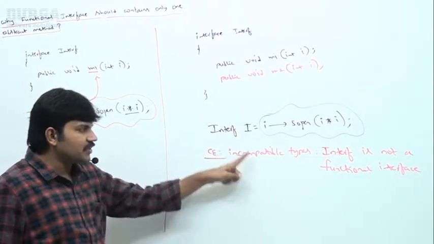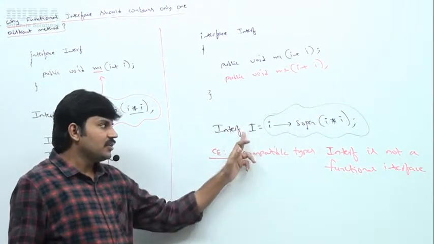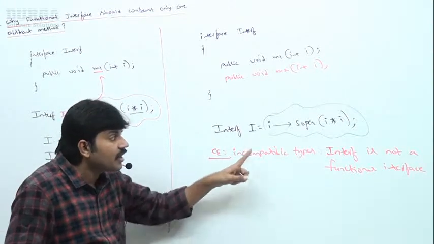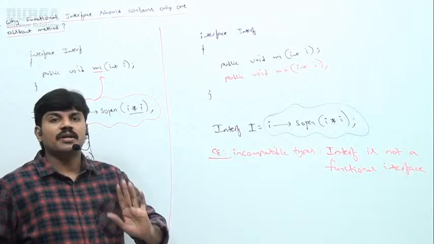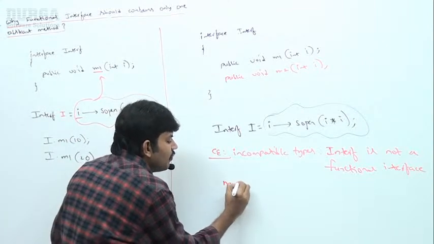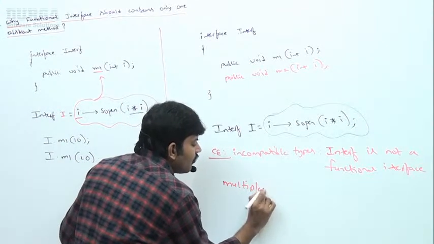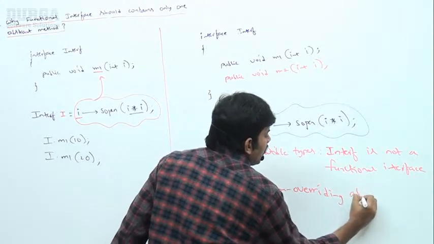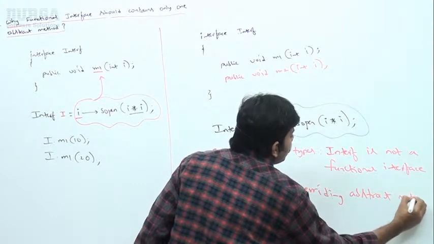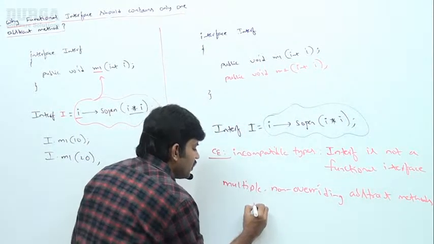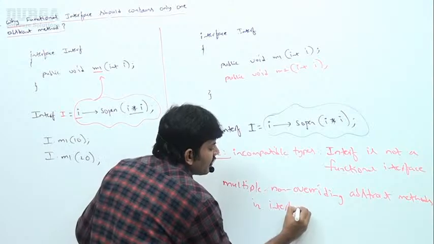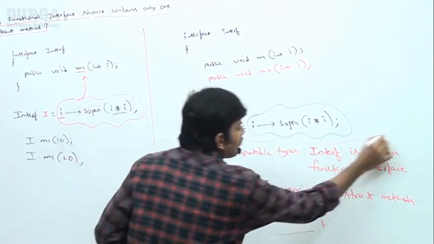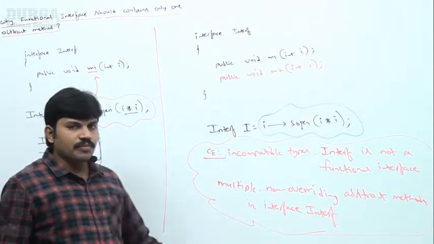Regarding this, it is clearly going to tell us, sir, that in this assignment compatibility is not there. Incompatible types, you are performing an assignment. That's why incompatible types, interface is not a functional interface, right? Sir, multiple non-overriding abstract methods, multiple non-overriding abstract methods in interface. Are you getting it? Multiple non-overriding abstract methods in the interface. This is the compatibility error you are going to get by default.